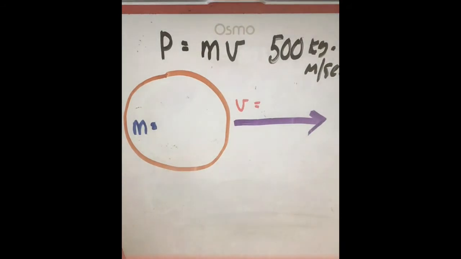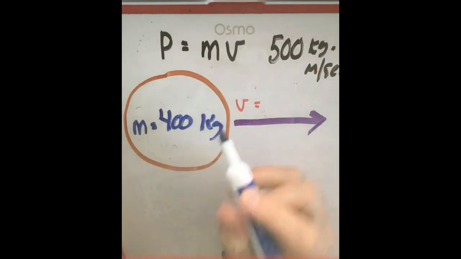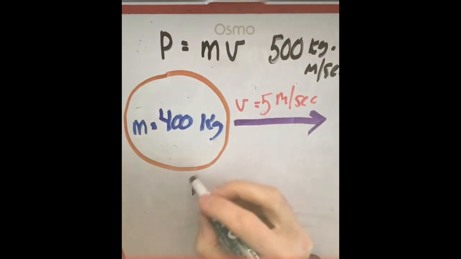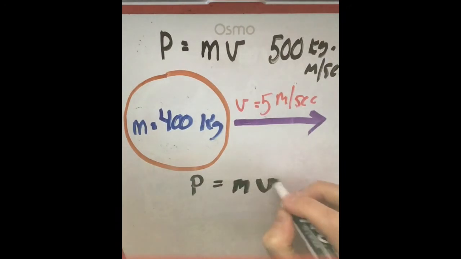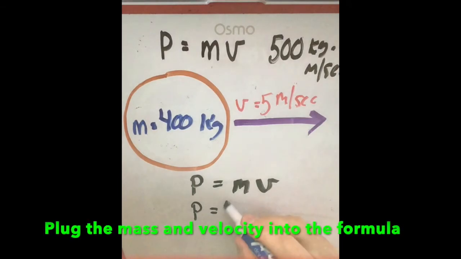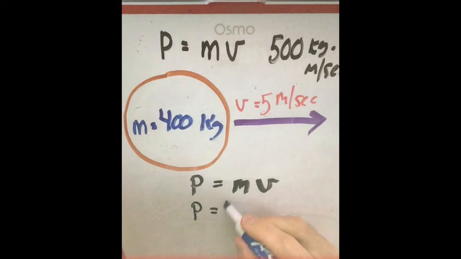Now what would happen if the mass of that object were to increase? Let's say we have a 400 kilogram object also traveling at 5 meters per second. We will once again use the same formula, P equals m times v, and we plug our numbers in. Why don't you try to calculate the momentum? Pause the video and plug the mass and velocity into the formula and calculate the momentum. I will give you the answer and how to calculate it so you can check your answer.